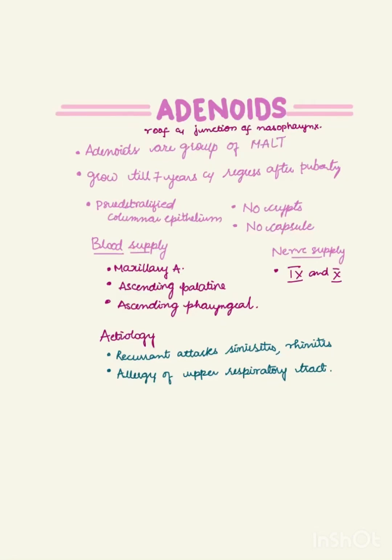Adenoids are a group of mucosa-associated lymphoid tissue. They are present at the roof and junction of the nasopharynx. They grow until 7 years and regress after puberty. They have a role to play in our immunity.